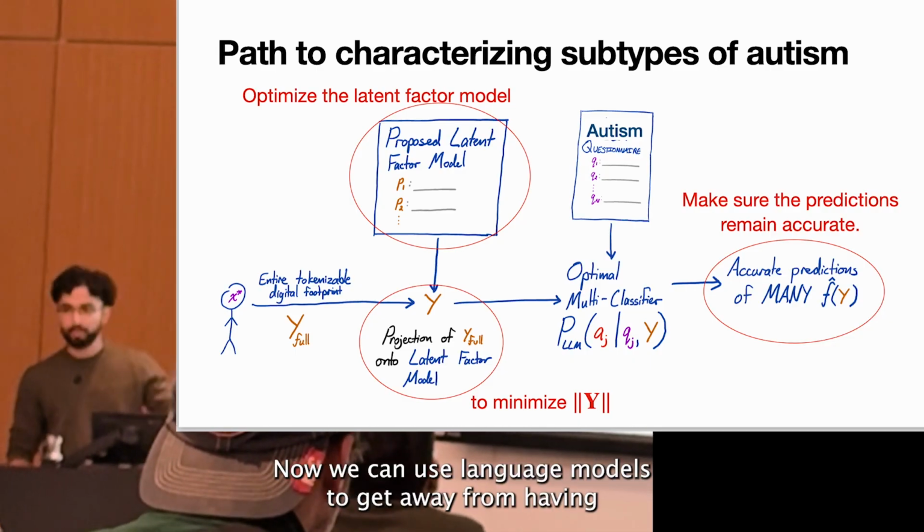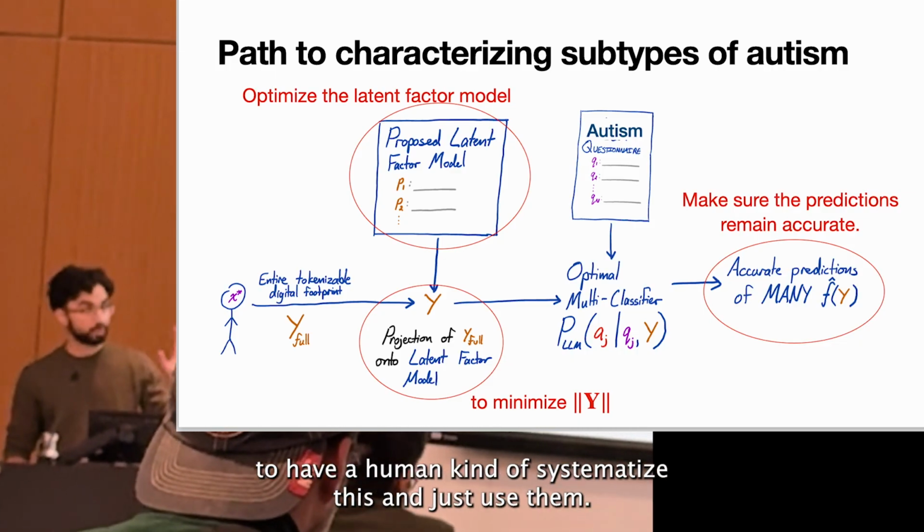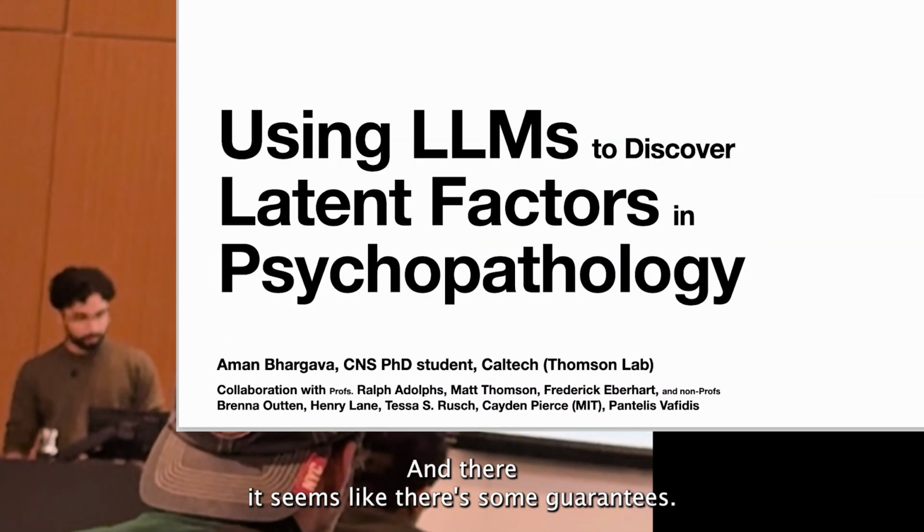Now we can use language models to get away from having a human systematize this, and just use them. And it seems like there are some guarantees.